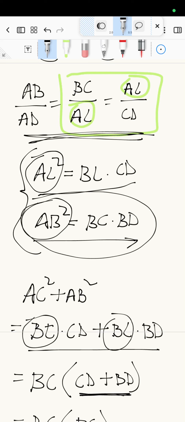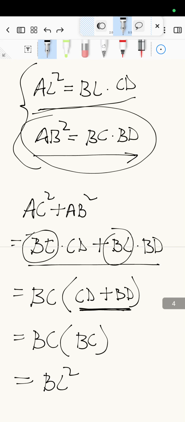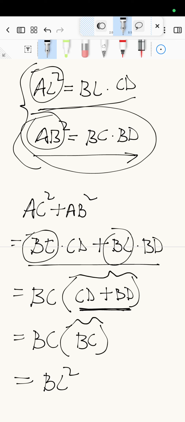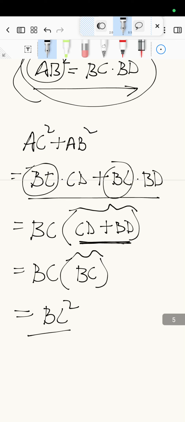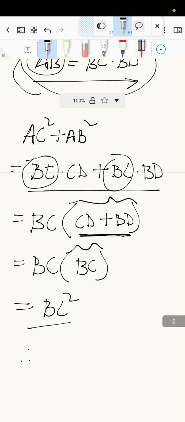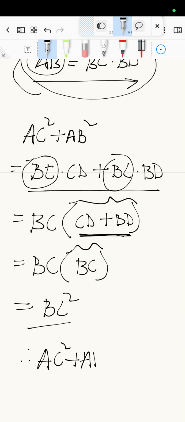You add those two together. Then you replace what AB and AC are with what we determined them to be. Then you take out a common factor. Then you know that what's inside the bracket is equal to your hypotenuse, and that ends up being that. So we can say therefore AC squared plus AB squared equals BC squared. And that's what we were trying to prove.